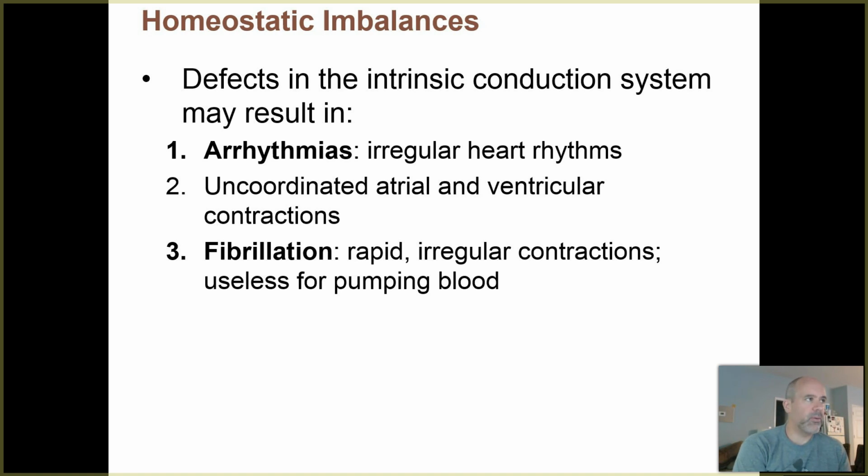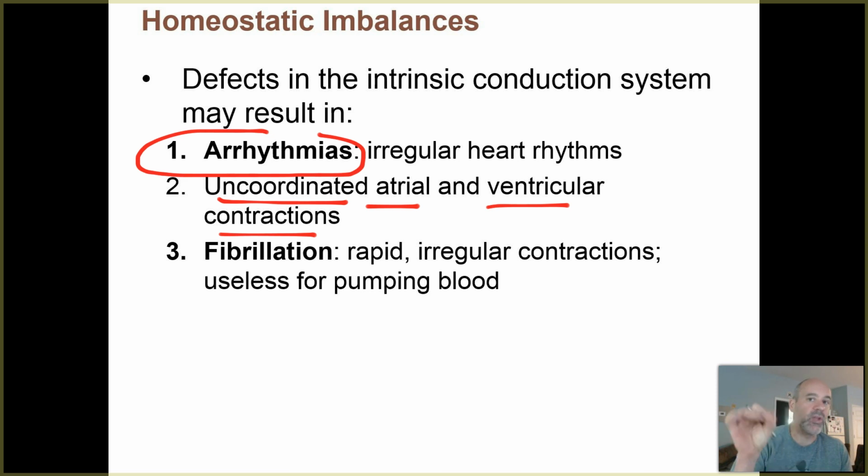All right, so when people, due to age or blockages in blood vessels and so forth, have defects in the intrinsic conduction system, that can lead to what are known as arrhythmias, where you have irregular heart rhythms. So you're not having this smooth, constant heart rate. You can also wind up with uncoordinated atrial and ventricular contractions, which is not a good thing. You need a proper sequence: atria contract first, ventricles contract next, to make sure you have that one-way blood flow through the heart.